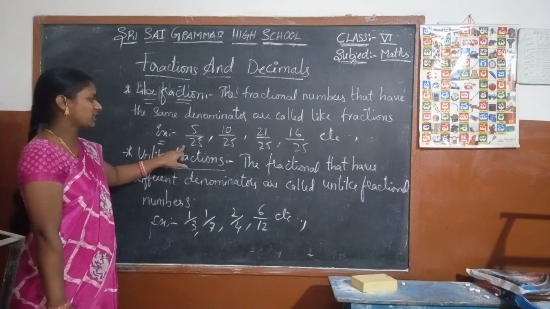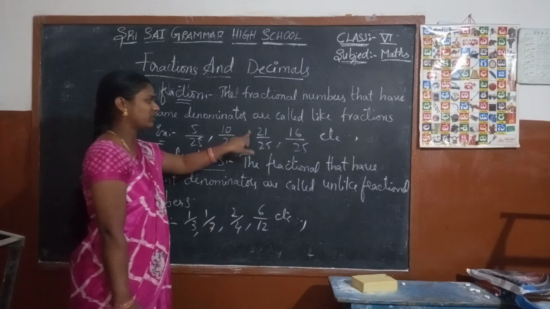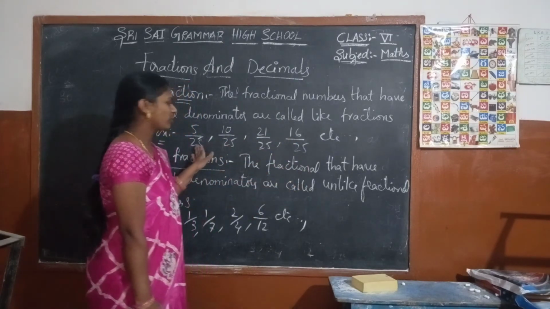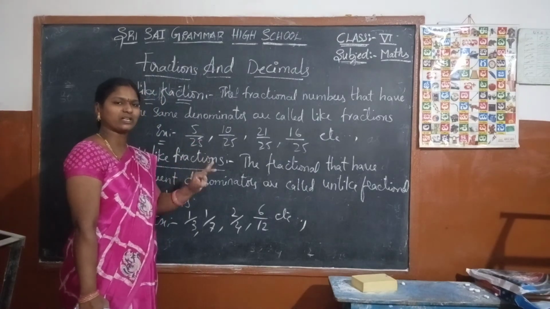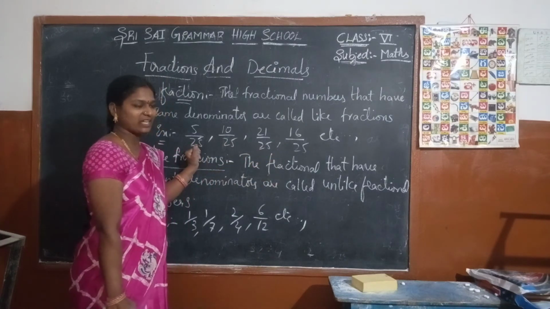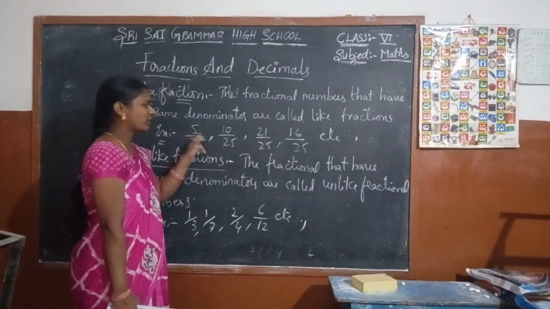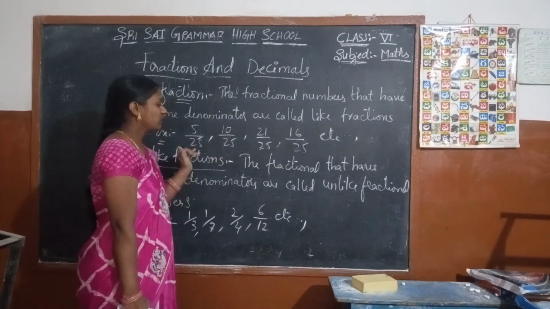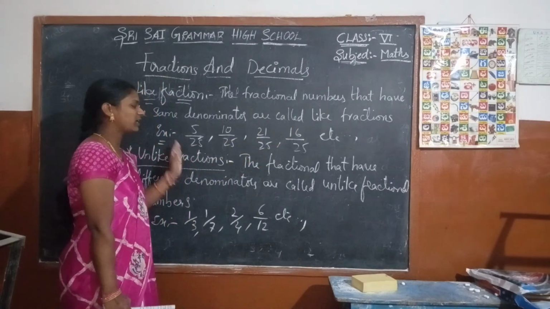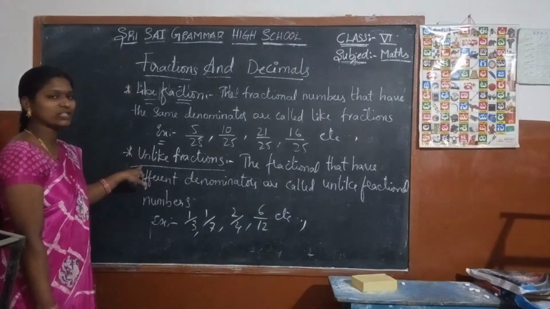See the denominators. Can you observe the examples here? 5 by 25, 10 by 25, 21 by 25, 16 by 25. The denominator must be 25 here. It can be any number, but it should be equal. When you compare all the fractions, the denominator must be equal in all of them. So that is said to be a like fraction. Understood?